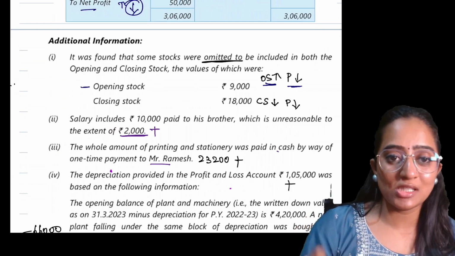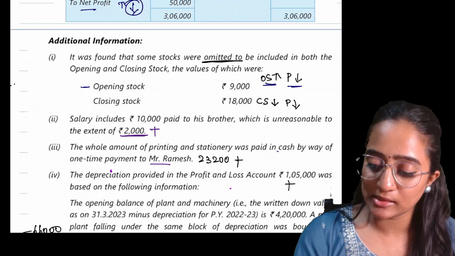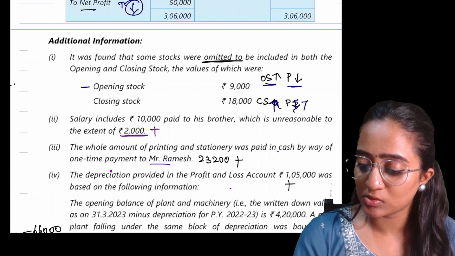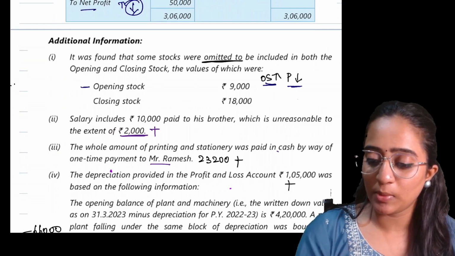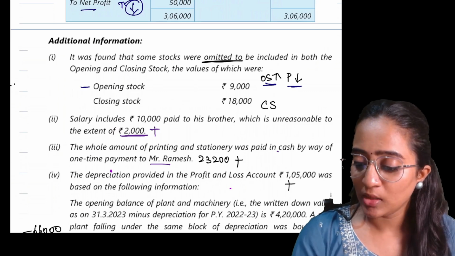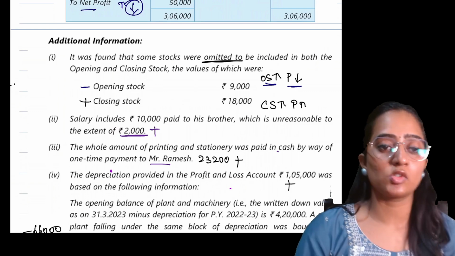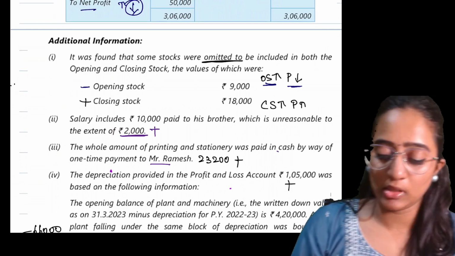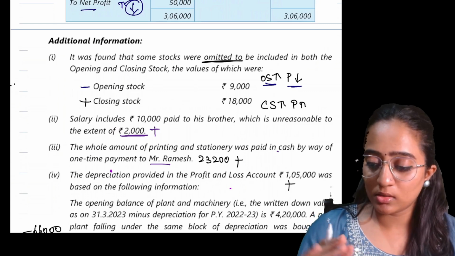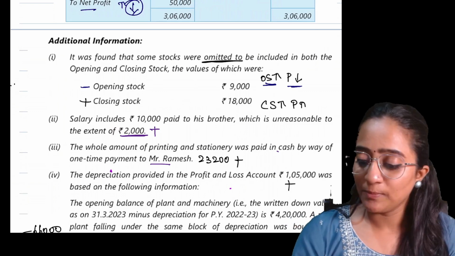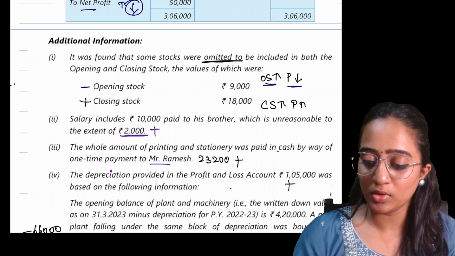Now, if your closing stock is increasing, what will happen to the profit? Profit will also increase. So if the closing stock increases, your profit also increases. So what will happen to your closing stock? Decreases. It's a small rectification that we need to do. If opening stock increases, profit decreases. If the closing stock increases, profit also increases. So we are going to give this effect.